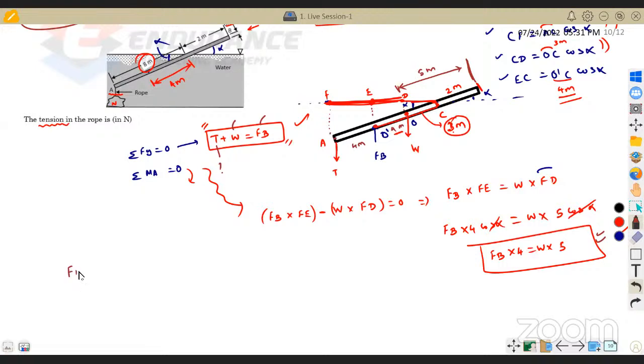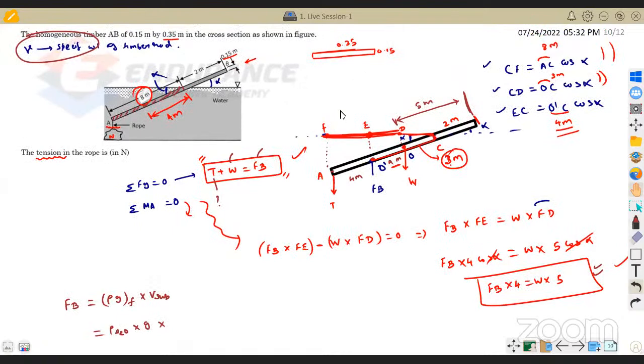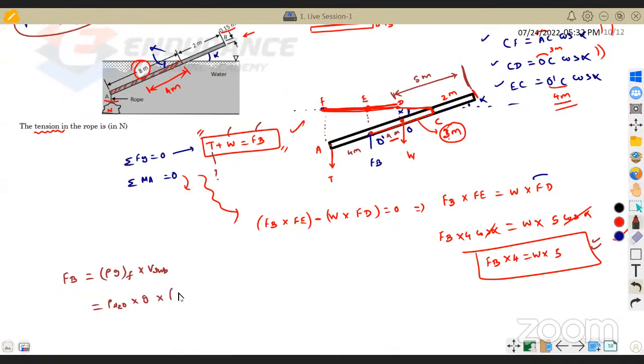First of all, what is my buoyancy force? Rho g of the fluid into volume submerged, right? Density of the fluid is nothing but water density, into g, that is acceleration due to gravity. And what is my submerged volume? See how much body is submerged. This is the amount which is submerged. Length is 8 meter, and cross section area is 0.35 into 0.15, which is given in the question. So this is 8 into 0.35 into 0.15 into density of water, take it as 1000. So this will give me buoyancy force.